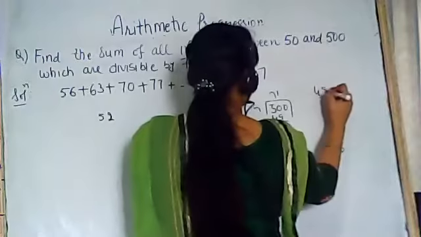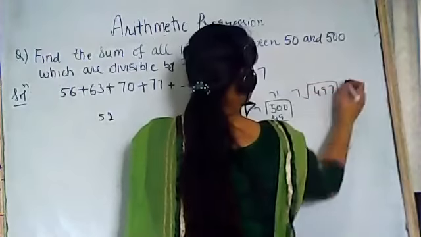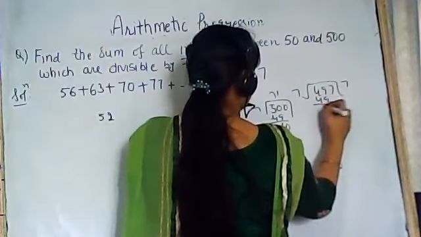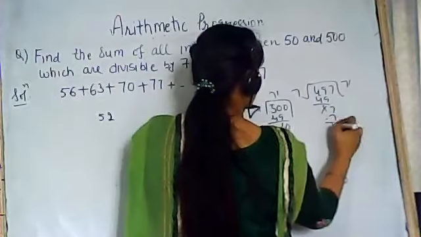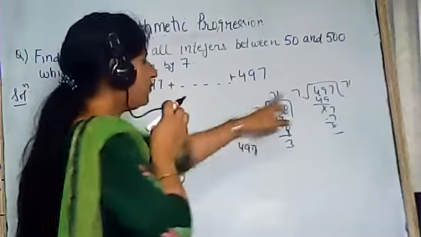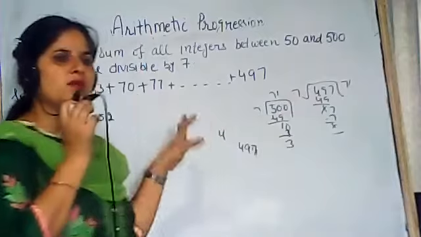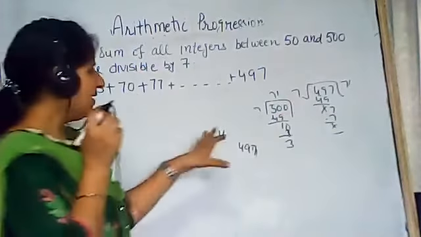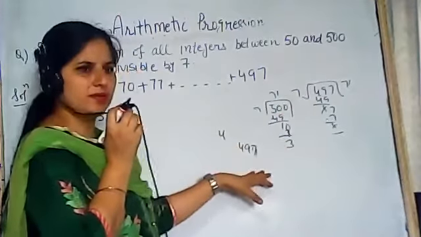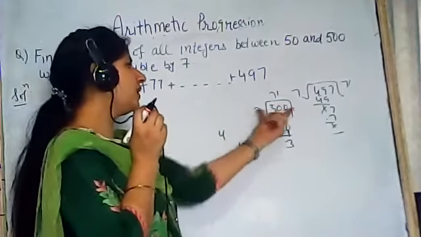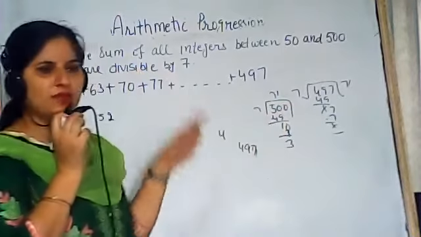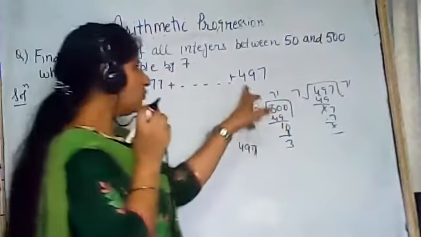497 is a number which is properly divisible by 7. 7 sevens are 49 and 7 ones are 7, so the remainder will be 0. 498, 499, 500 are not properly divisible by 7. In this case, we get some remainder. So that's why we have not considered 498, 499 and 500.